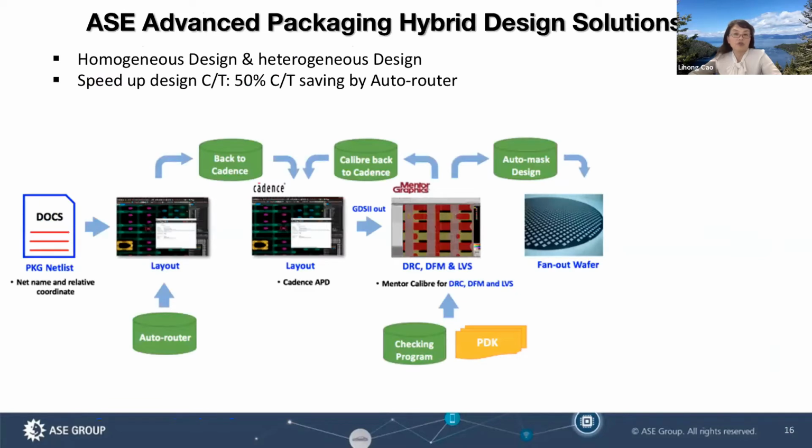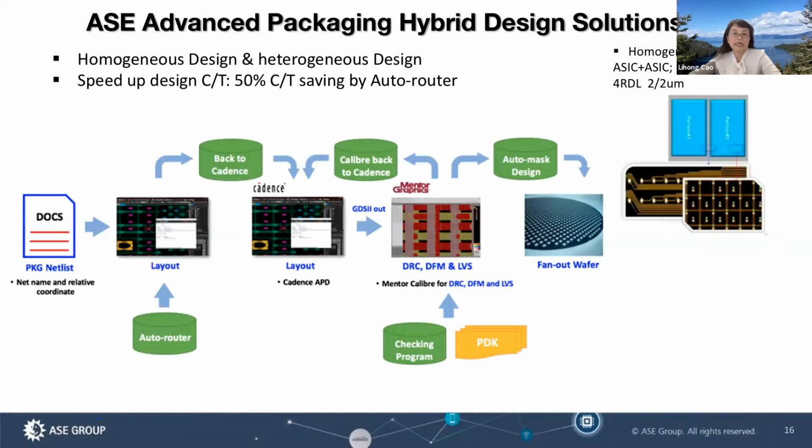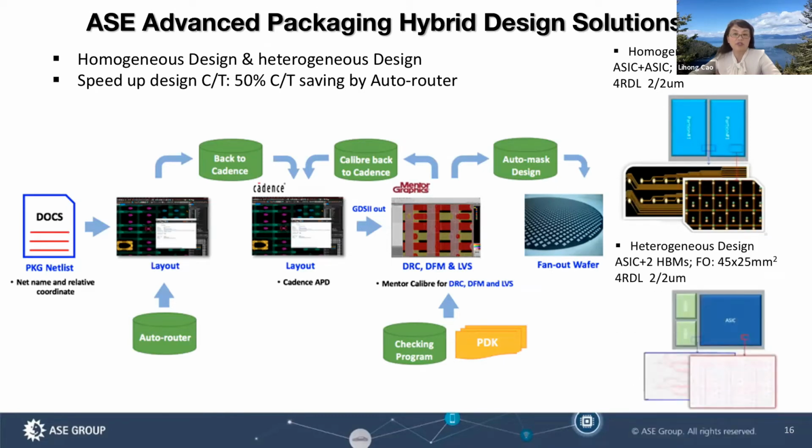Here, we just showed our view of our advanced packaging hybrid design flow. It can be used for homogeneous design as well as heterogeneous design. Here shows the two design examples for homogeneous 2 ASIC fan-out design with 4 RDL layers, and the line spacing is 2 by 2 micron, as well the heterogeneous integration of 1 ASIC with 2 HBM and 4 RDL layers, and the line spacing 2 by 2 is called high density fan-out design.